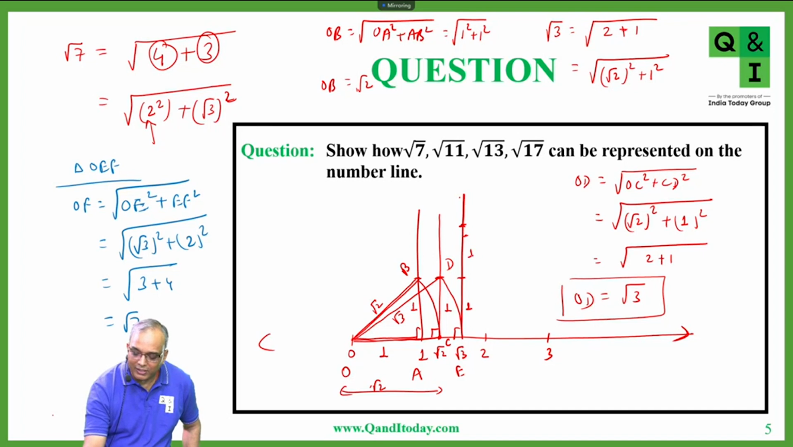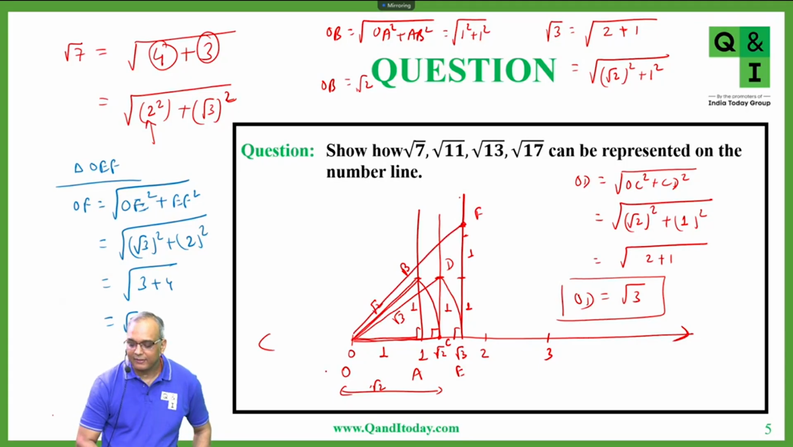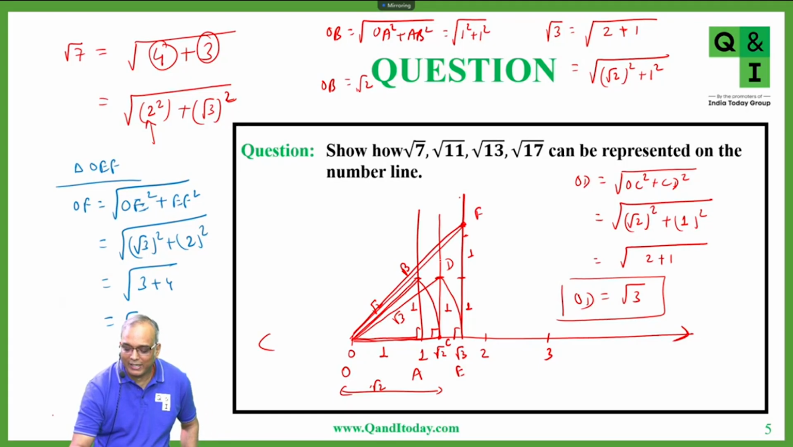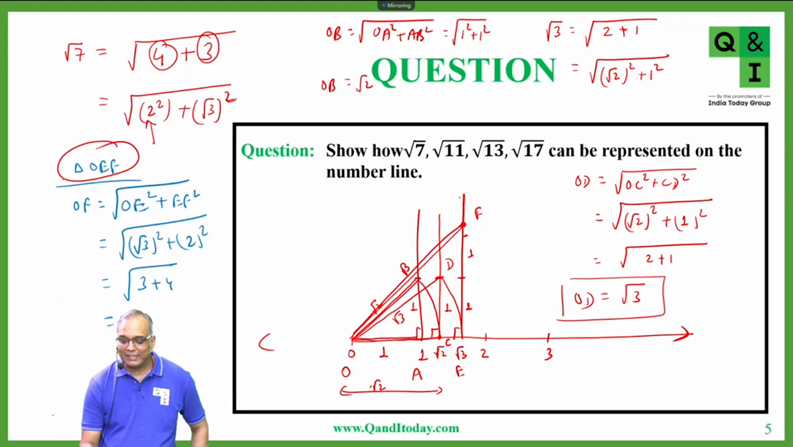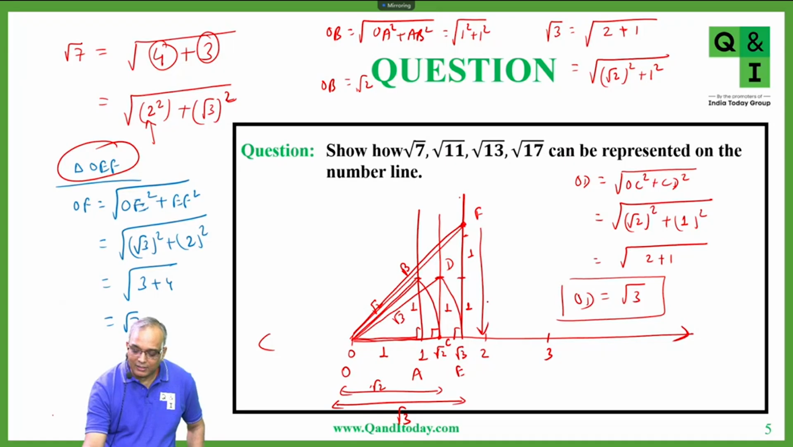This is 1 unit and again 1 unit. Now this point is, let's say, F. Now I join O and F here. When I join this O and F here, I have this triangle that is EOF, triangle EOF, where the base is root 3 here and the perpendicular is 2 units here.